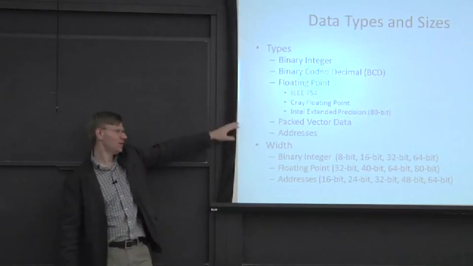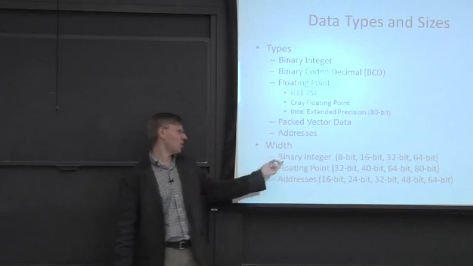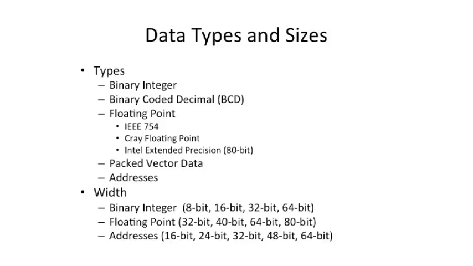And that's separate from the width. So let's say you have binary integer. Well, people have built machines which have 8 bits, 16 bits, 32 bits, 64 bits, all these different things as the default word size.